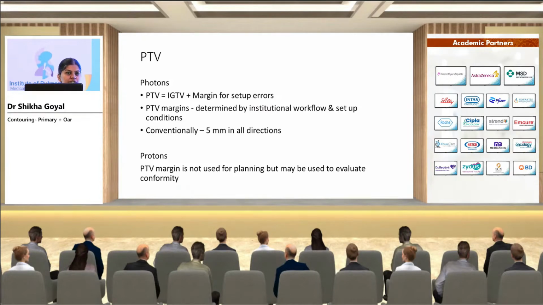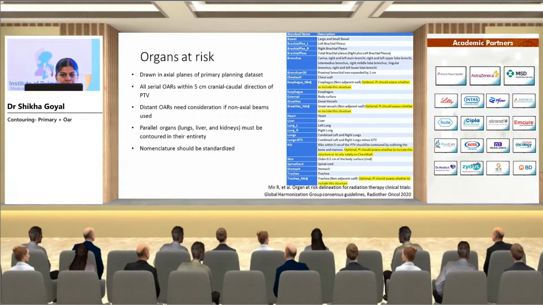If our institution does not have a lot of equipment, or we are not certain of the treatment situations, a higher PTV margin may need to be given. In protons, usually PTV margin is not used for planning, but may be used to evaluate conformity. The organs at risk should always be drawn in axial planes of the primary planning data set. All the serial OARs within 5 centimeters craniocaudal extent of the PTV should be taken.